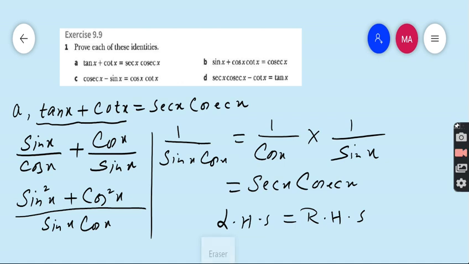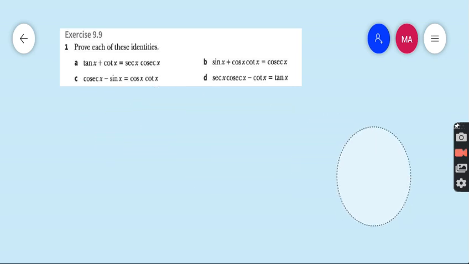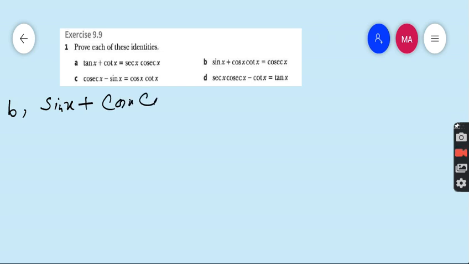Move to part B. Part B is sin x plus cos x multiplied by cot x is equal to cosec x. Obviously we have to take left hand side because here are more terms.